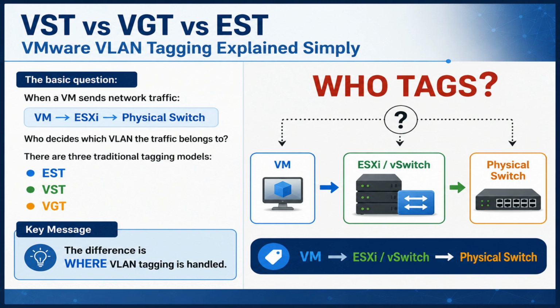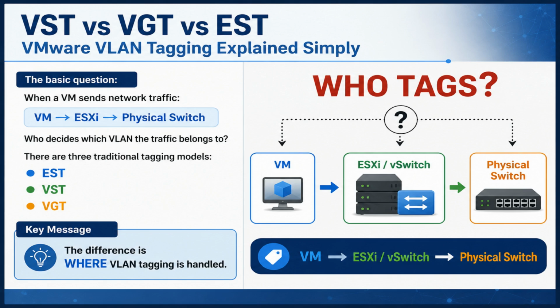You may hear terms like EST, VST, and VGT, and initially they can sound like completely different technologies, but the concept is actually very simple. When a VM sends network traffic, that traffic travels through the virtual networking layer of ESXi and eventually reaches the physical switch. The important question is, who is responsible for identifying or adding the VLAN tag?